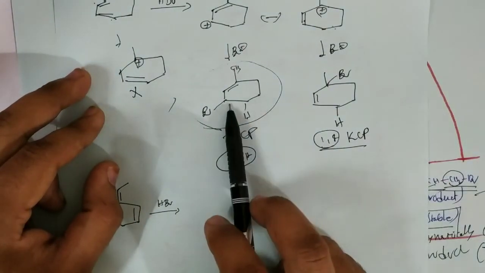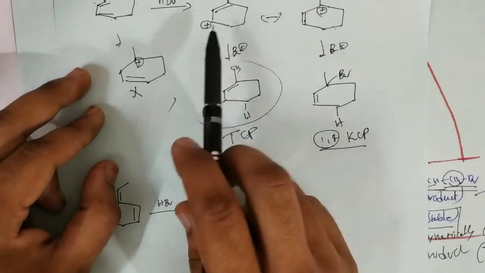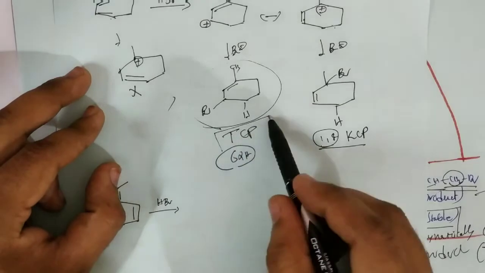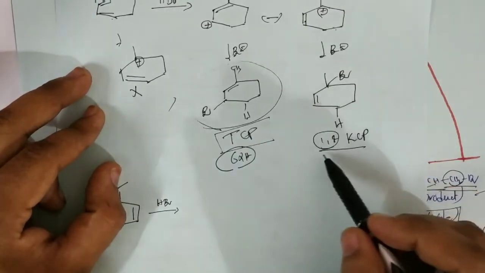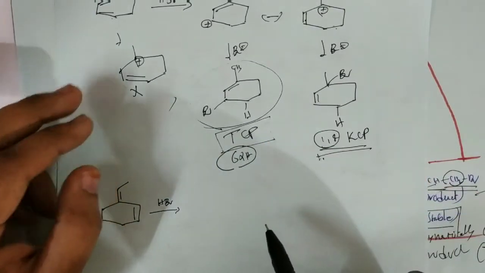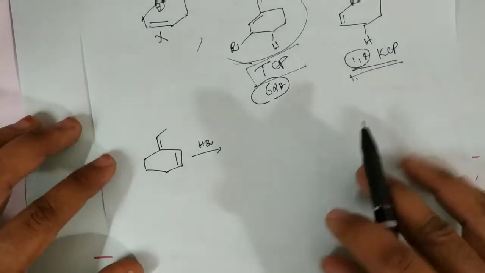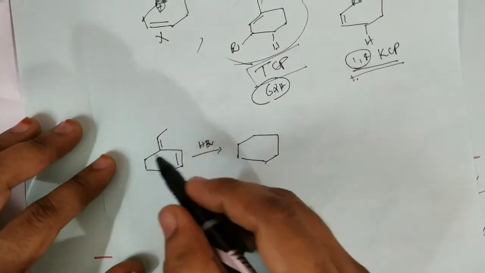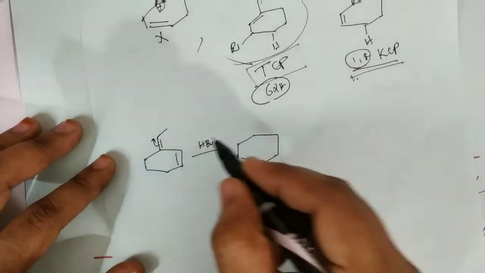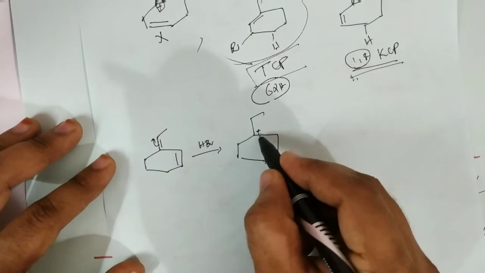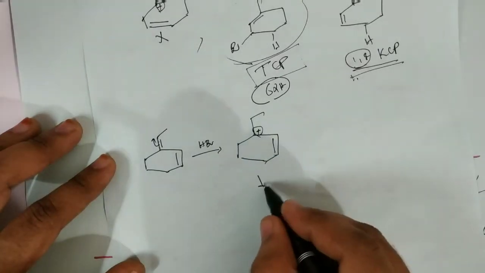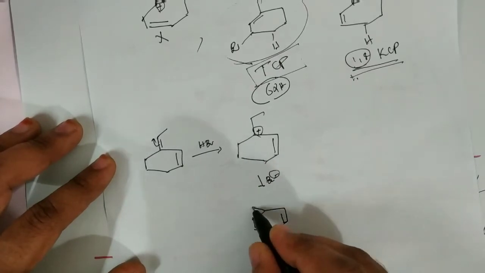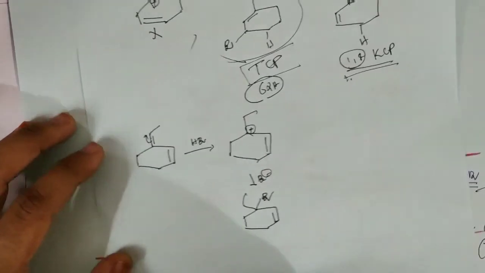Here the thermally controlled product. Okay, of course it is formed through the less stable carbocation, it requires high temperature, so that's why we can say this is the thermally controlled product and this is the kinetically controlled product. Okay, that's it. So if you come to this example, the protonation takes place on this carbon. Why? Because protonation at this carbon leads to formation of the stable carbocation. Now it is attacked by the Br minus. So in this case again we can say that the 1,2 product is the kinetically controlled product.